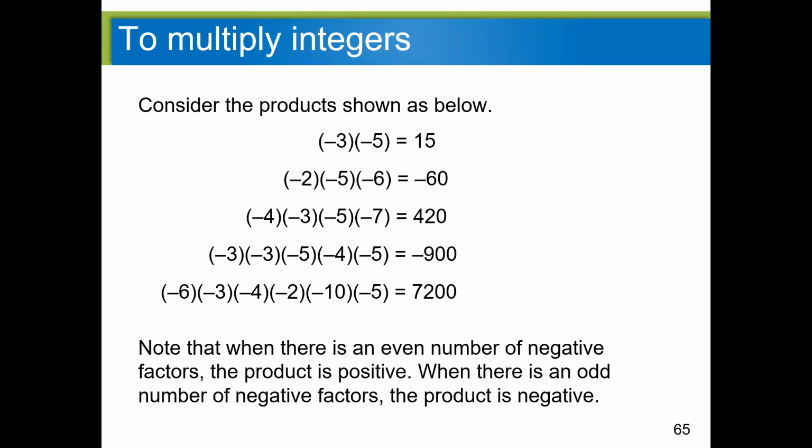So more examples here. Essentially, every negative switches the sign, right? So if we have 1 negative, it's negative. 2 negatives switches to positive. 3 is negative. 4 is positive. 5 is negative, etc., etc.